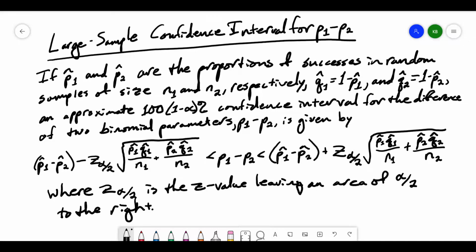And again, z sub alpha divided by 2 is the z value leaving an area of alpha divided by 2 to the right. Again, we need large enough sample sizes, so large enough n's, and p1 hat and p2 hat need to be far enough from 0 and 1. So we should check that p1 hat times n1 is greater than or equal to 5, q1 hat times n1 is greater than or equal to 5, n2 times p2 hat is greater than or equal to 5, and n2 times q2 hat is greater than or equal to 5. If all four of those products are greater than or equal to 5, then this technique will work for us.